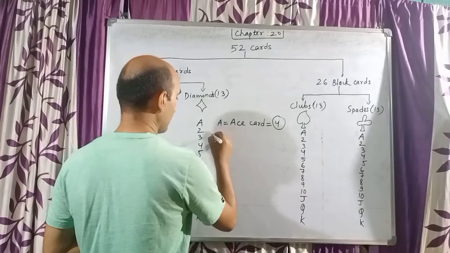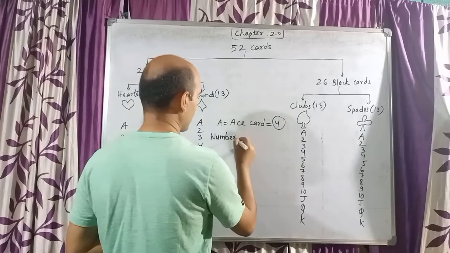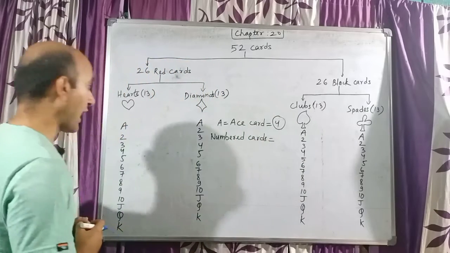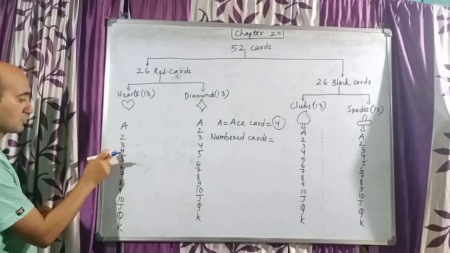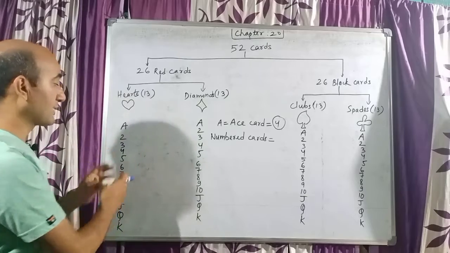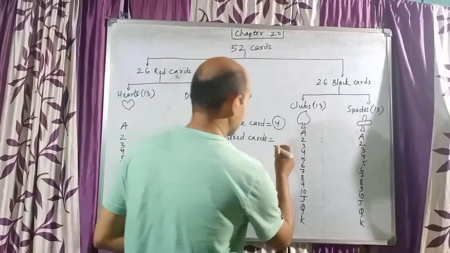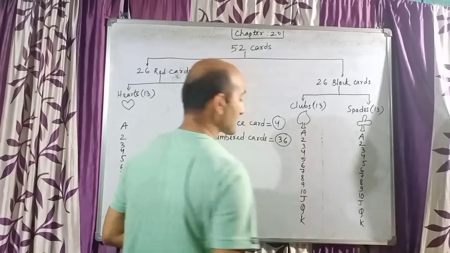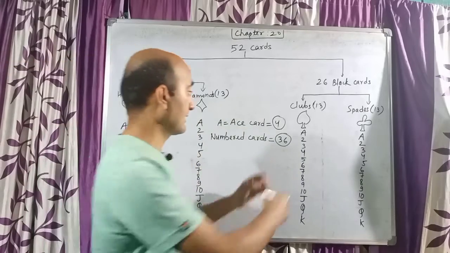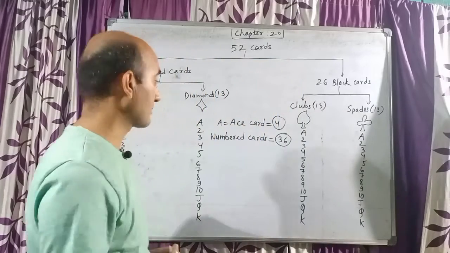So children, numbered cards, how many in numbers you can see? 1, 2, 3, 4, 5, 6, 7, 8, 9. So there are 9 cards for each variety. So out of 4 varieties, in total it will be 9 for the 36. So there are 36 numbered cards, because 9 here, 9 here, 18, again 9 here, 27, and again 9 here. In total 36 numbered cards.